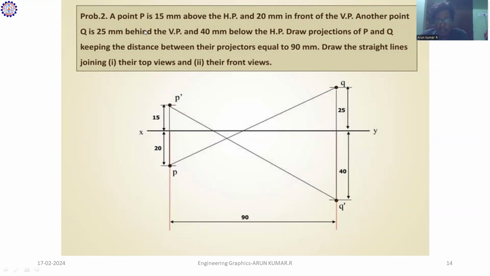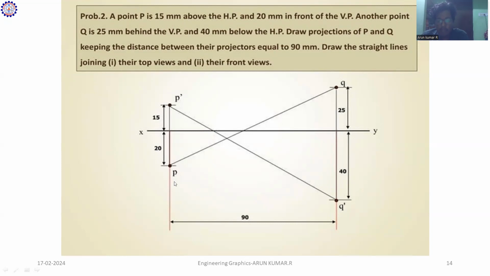So the condition of Q is 25 mm behind VP and 40 mm below HP. Below means the top view lies below the XY line. Behind means the front view is above the XY line. Those are the conditions. So here the Q point is 25 mm above the XY line. From the 90 mm point, I consider Q 25 mm above the XY line and mark it as Q dash. Then I draw the other distance, 40 mm below HP. From the same point, I draw 40 millimeter downward and mark it as Q.